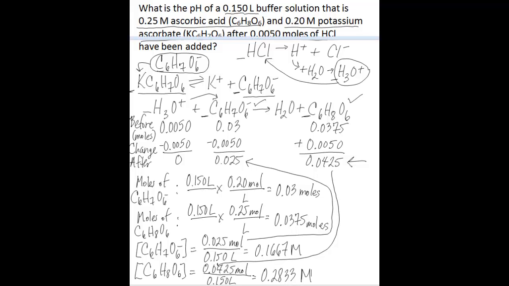So after this neutralization reaction has occurred, the principal proton transfer reaction that's occurring in solution is proton transfer from ascorbic acid to water to give the hydronium ion plus the ascorbate anion. And this reaction also occurs in the reverse direction.